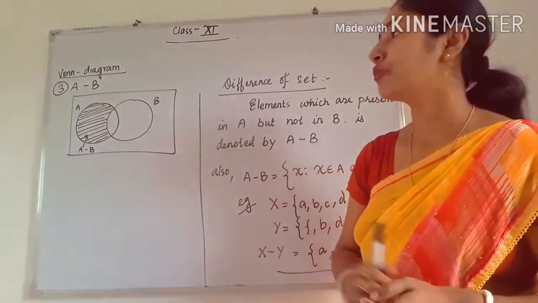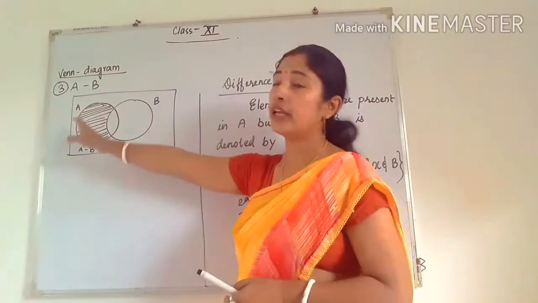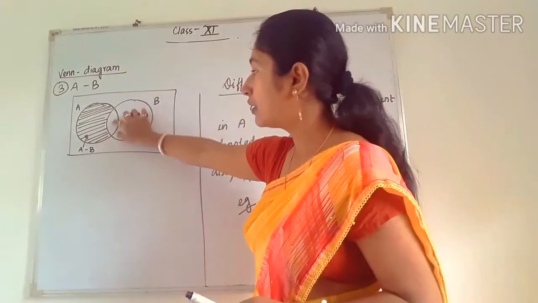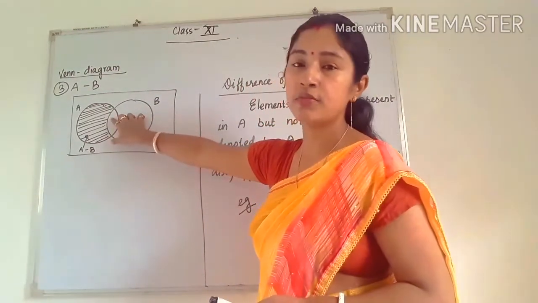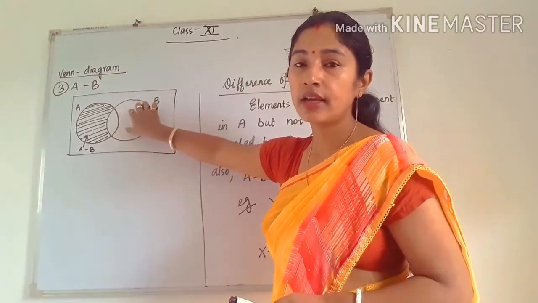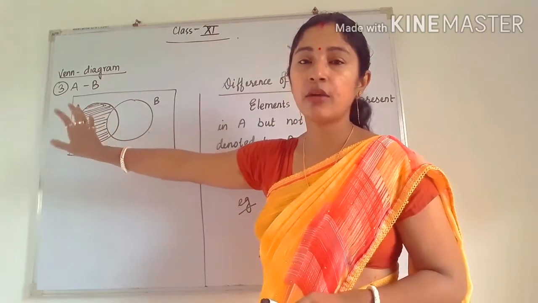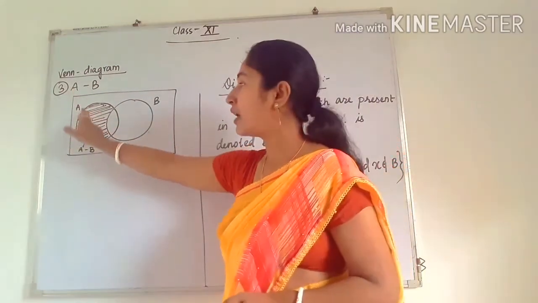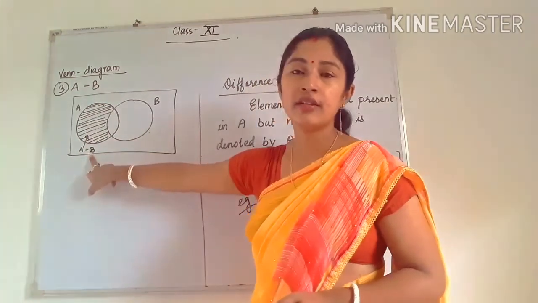And the Venn diagram for this is, see, A minus B. The elements which are only in A but not in B. This part is common to A and B, so we cannot shade this part because it comes inside B also. We have to shade that part only which comes inside A. So this part comes inside A only. What is this part called? A minus B.